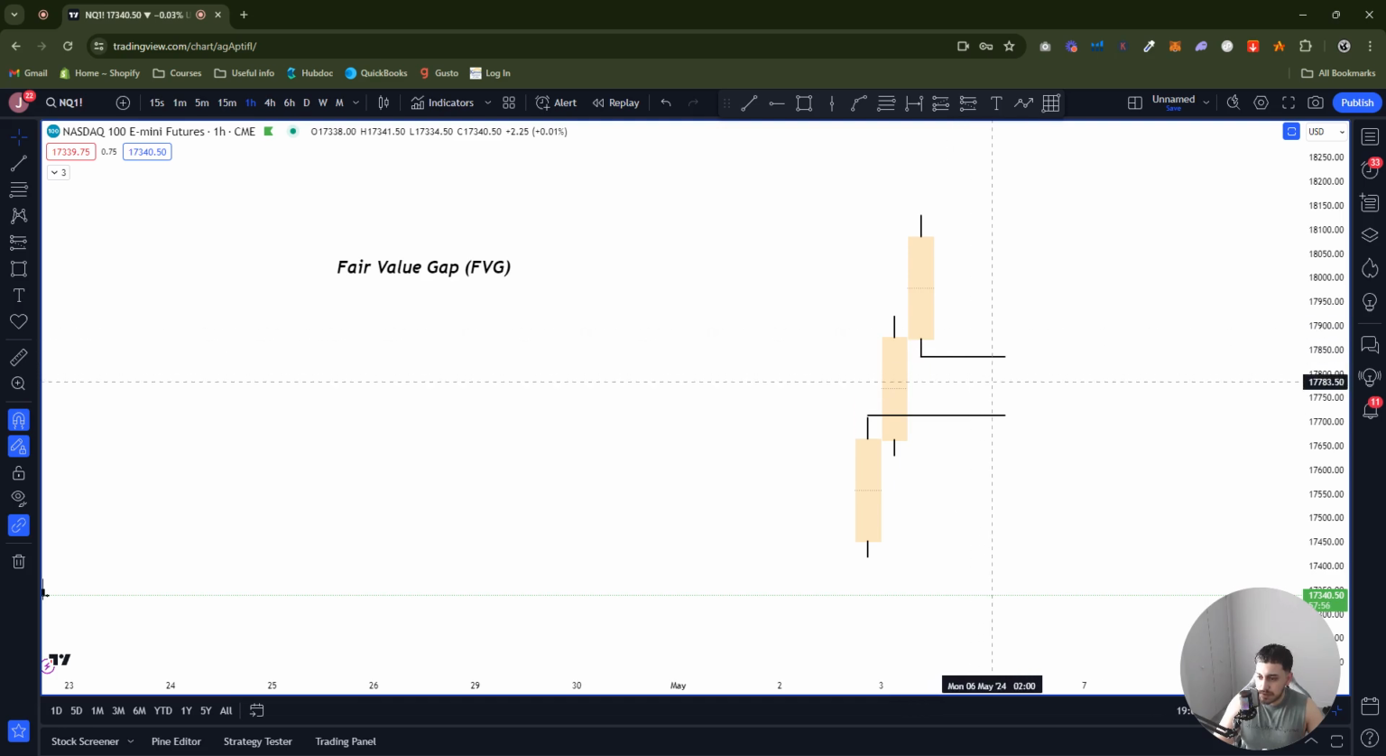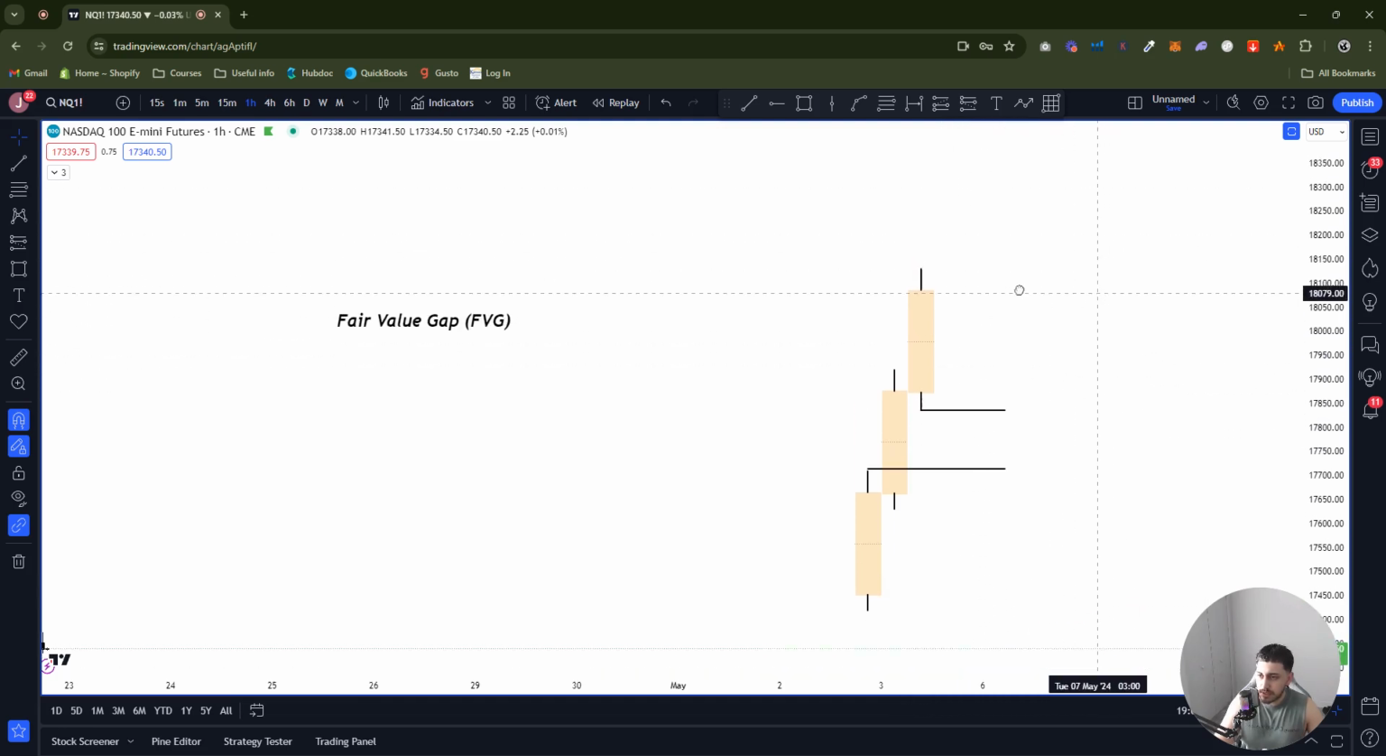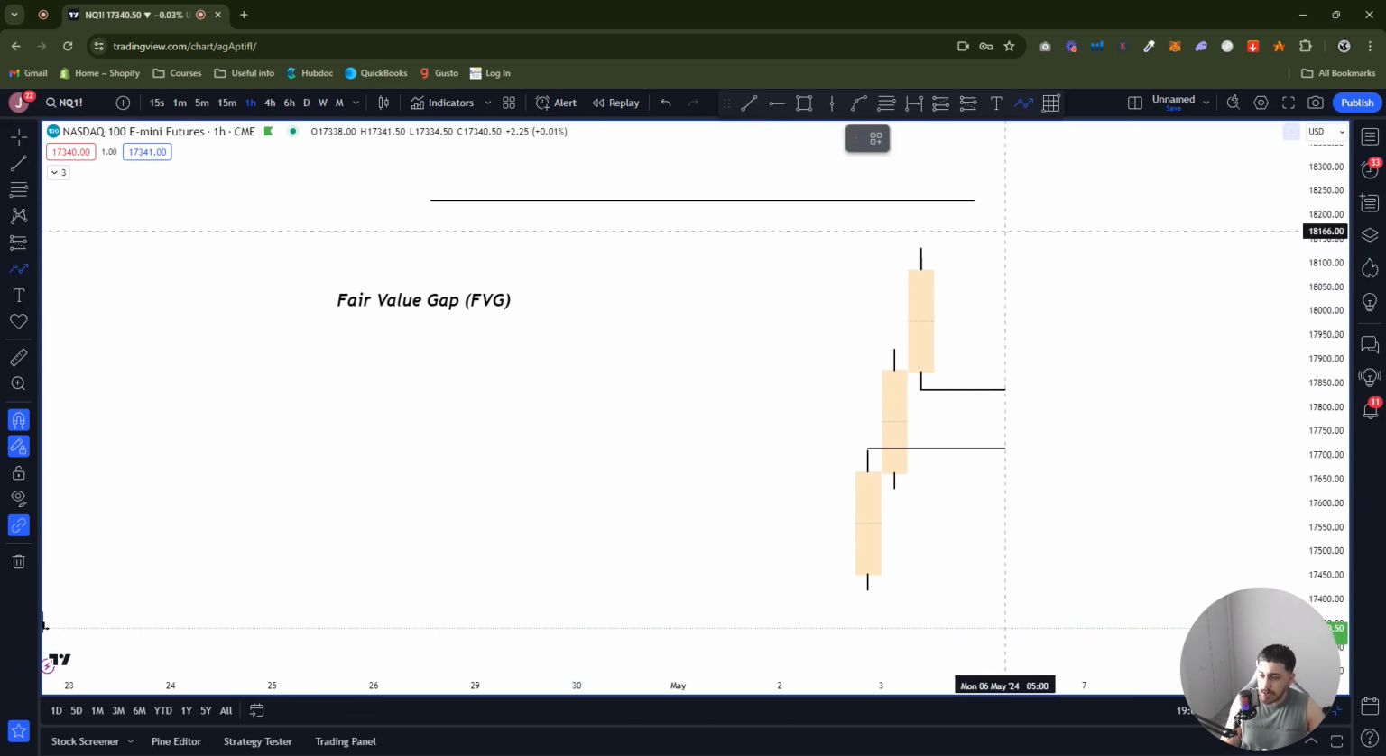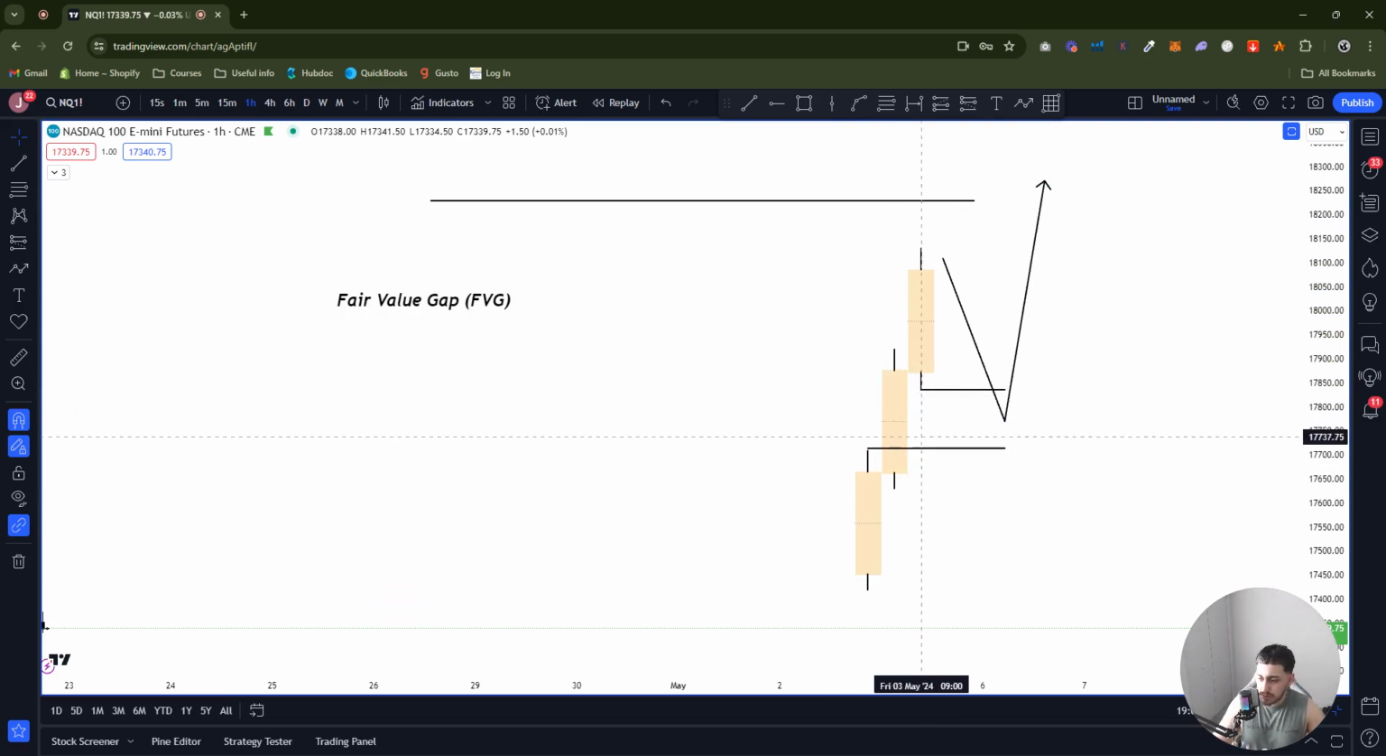These can be used for continuations to get up to a drawn liquidity. So say you have your external draw and then price comes down to a fair value gap. You could use this potentially to get into the marketplace and take it up to the external draw. Okay. So it's pretty much a gap left behind where the market is going to rebalance.